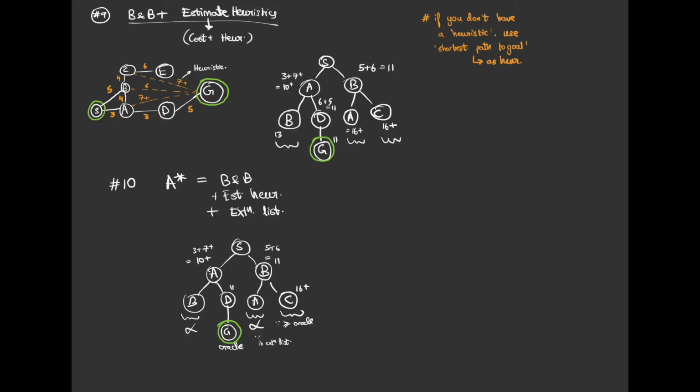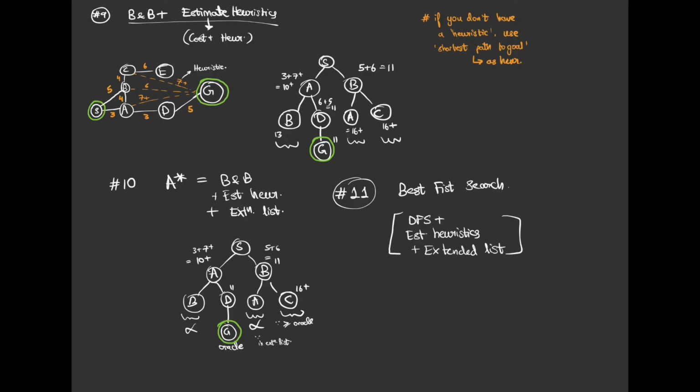Great. Now you might ask, hey bro, that's all right? I mean, 10 algorithms? Nah man, this is just the last one, the 11th algorithm, and it's called best first search. Essentially, it is DFS plus estimate heuristics plus extended list, which the probability of it being asked is close to 0, bruv. So just relax, I'm not going to ask, right?